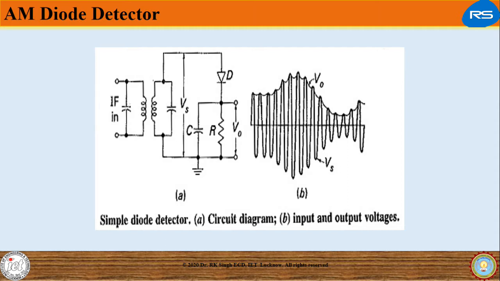Basically, in amplitude demodulation, we have an amplitude modulated wave that is fed to a basic diode detector circuit as shown in this figure. The function of the diode detector is to extract the audio signal from the signal at the output of the IF amplifier. It is similar to a half-wave rectifier, that is, converting an input to a DC output.